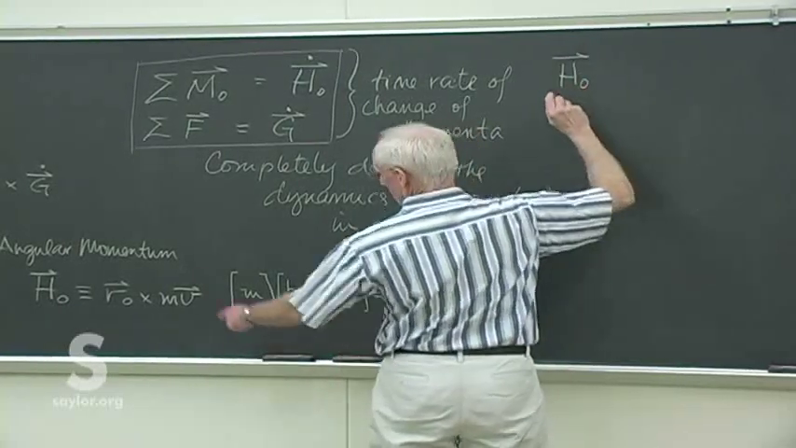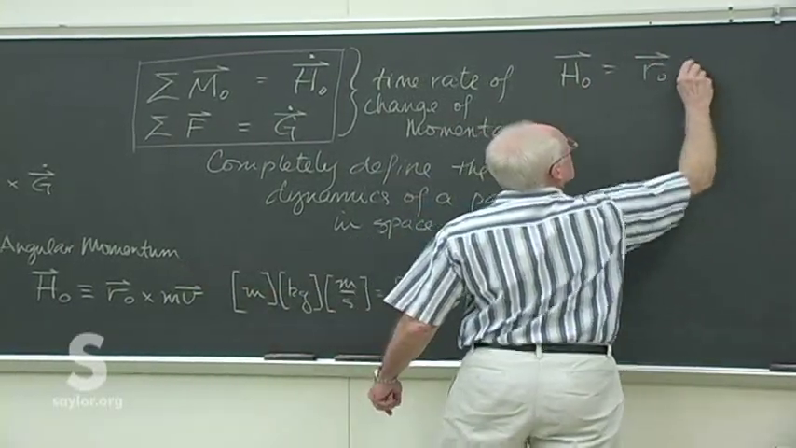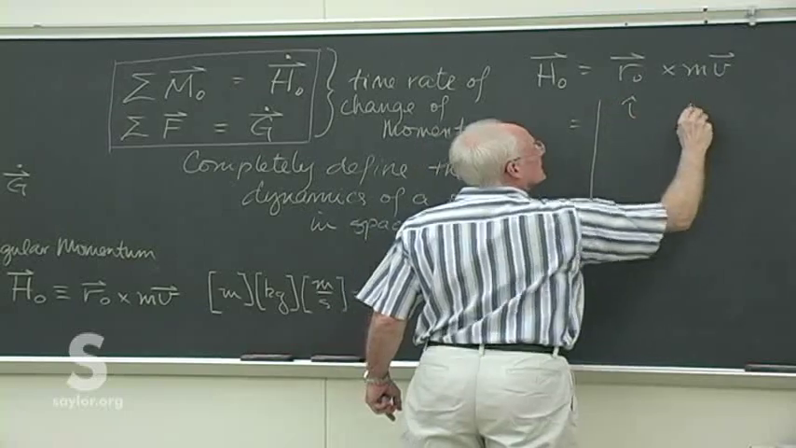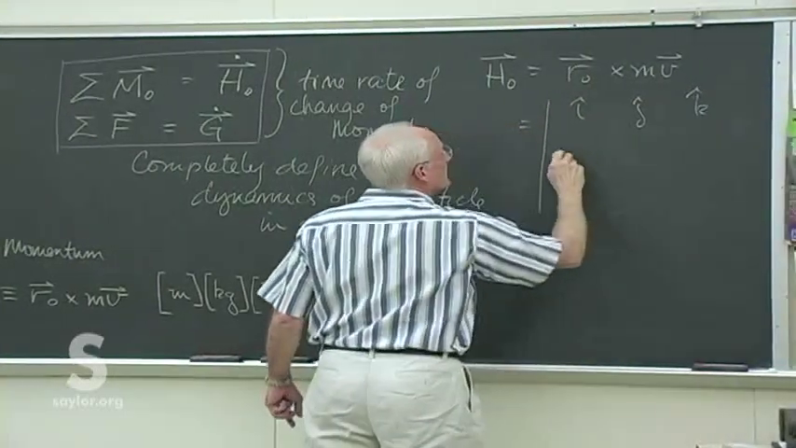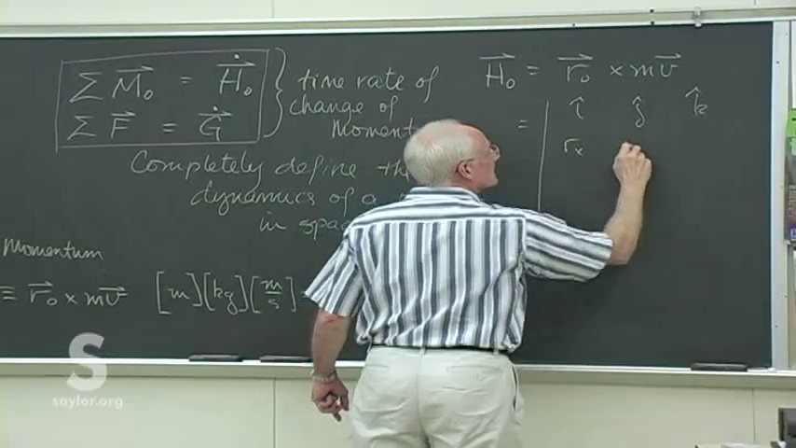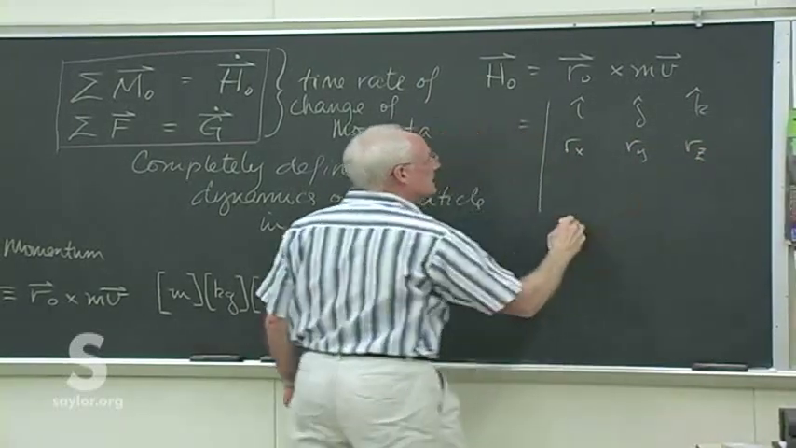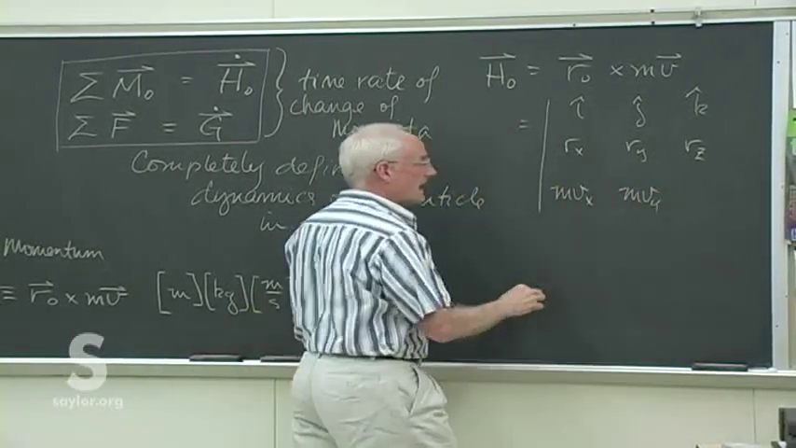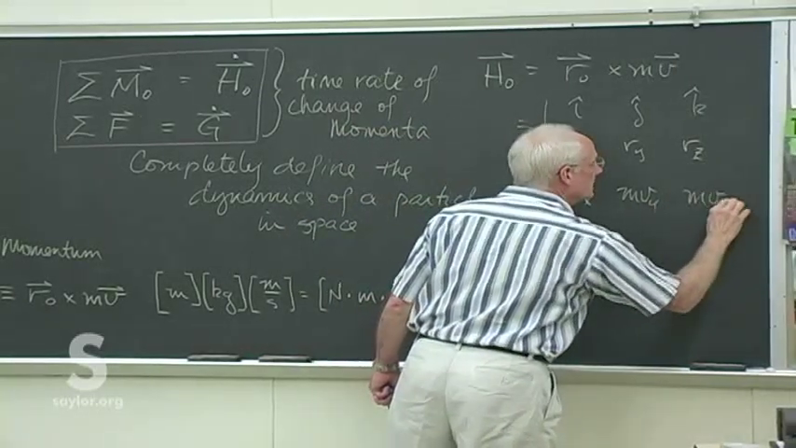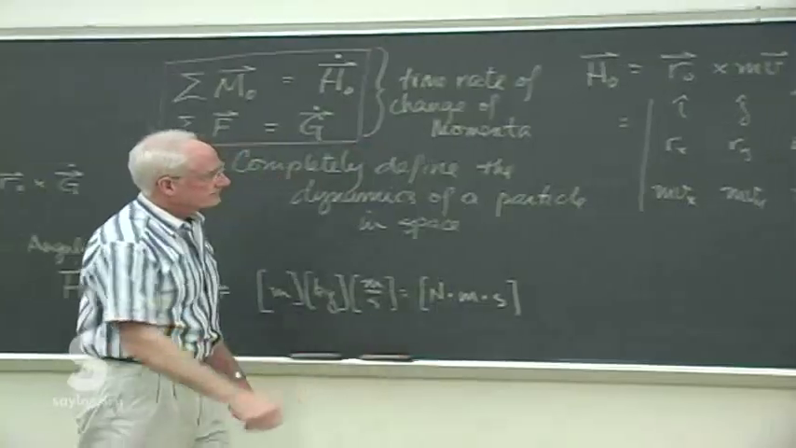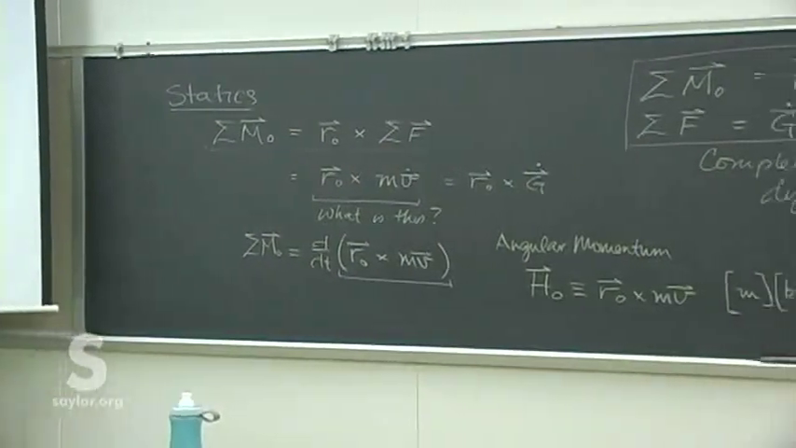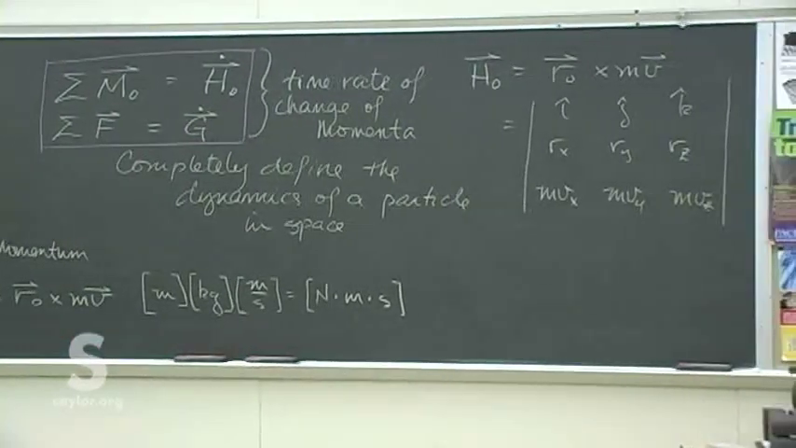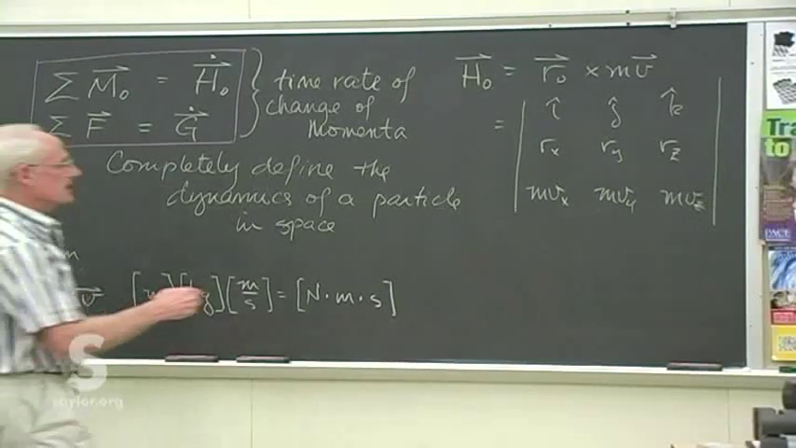Let's see. H_O is r cross mv, which in matrix form is r_x, r_y, r_z, and then mv_x, mv_y, or x dot, y dot if you wish, mv_z. And then you can remind yourself a little bit on how to do a simple matrix like that, a simple cross product.